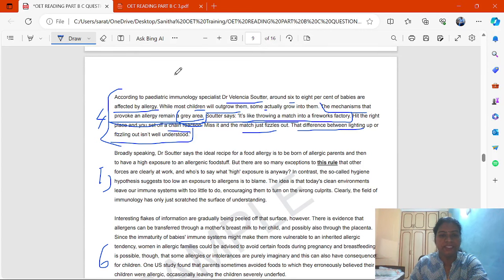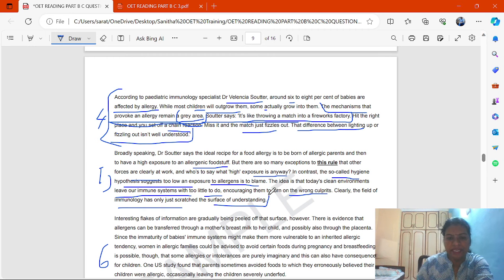Broadly speaking, Dr. Sauter says that the ideal recipe for a food allergy is to be born of allergic parents and then to have a high exposure to an allergenic foodstuff. But there are so many exceptions to this rule that other forces are clearly at work, and who's to say what high exposure is anyway? In contrast, the so-called hygiene hypothesis suggests too low an exposure to allergens is to blame. The idea is that today's clean environment leaves our immune system with too little to do, encouraging them to train on the wrong culprits. Clearly, the field of immunology has only just scratched the surface of understanding. You got my point.